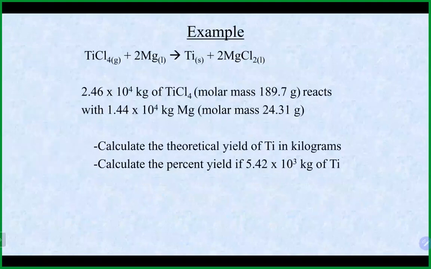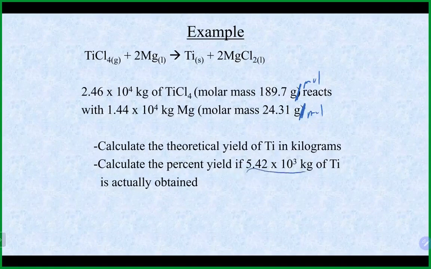All right, so why don't you give this a go here and see what you come up with. We take 2.46 times 10 to the 4 kilograms of TiCl4. Molar mass from the periodic table, 189.7 grams per mole. And magnesium's molar mass, 24.31 grams per mole. What is the theoretical yield in kilograms? And if we produce 5.42 times 10 to the 3 kilograms of Ti, what is the percent yield? It takes a few minutes to do that. Remember, there are 1,000 grams in a kilogram.